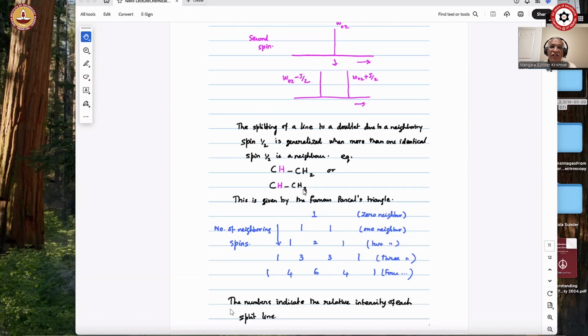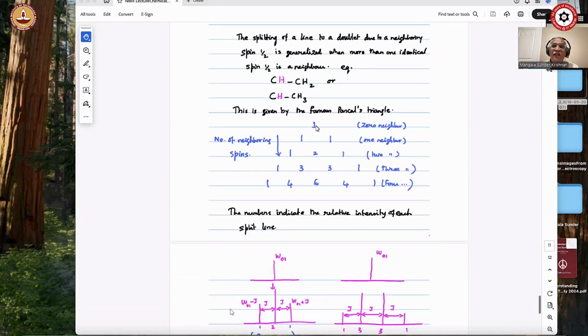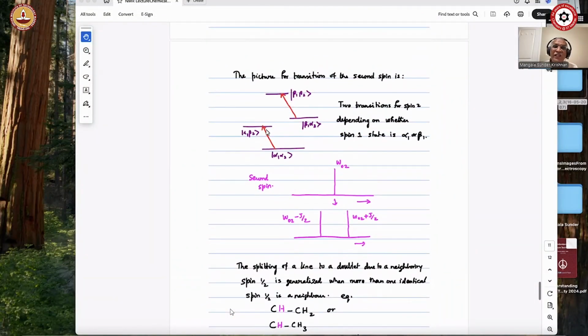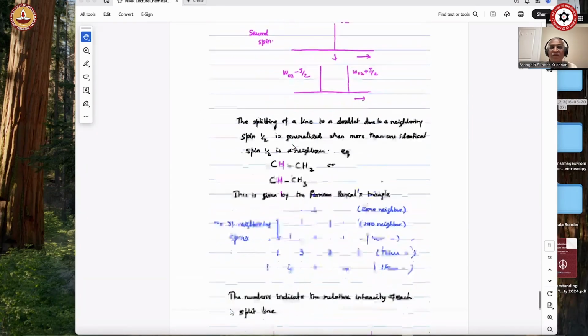This proton, CH3, has 3 spin 1/2 neighbors. Now, you see, for a 0 neighbor, there's only one line. When there is one neighbor, the lines become 1 and 1. When there are 2 neighbors, the 2 neighbors will have these 4 energies, and the one spin is here. Therefore, this will now be split by 3 different processes.